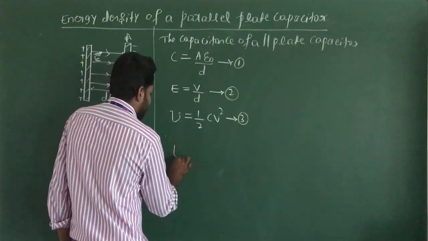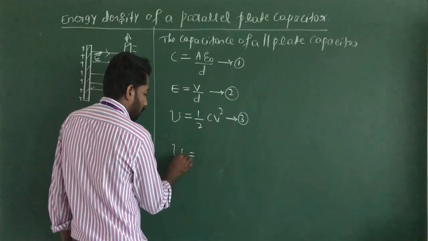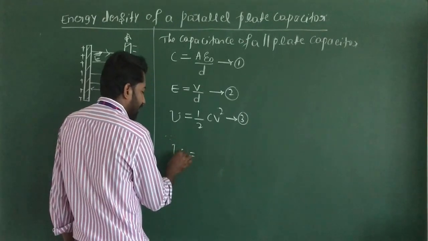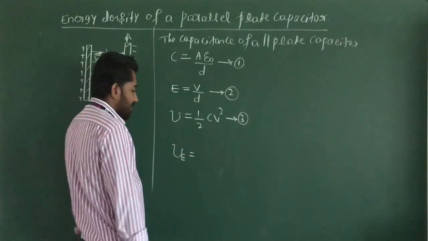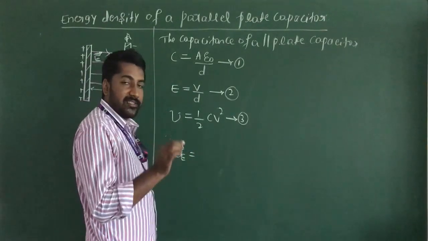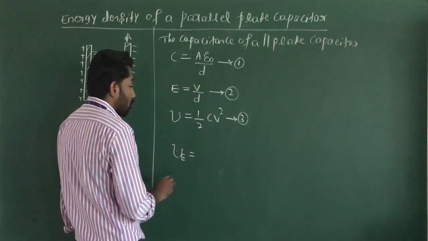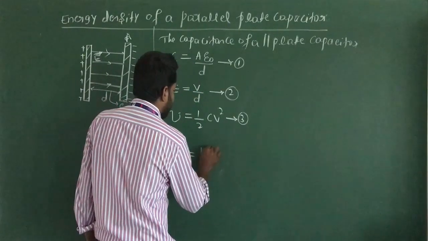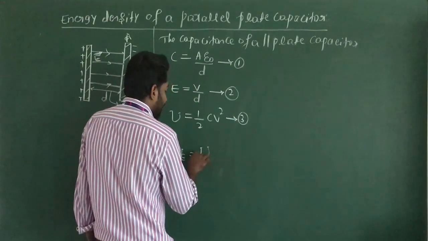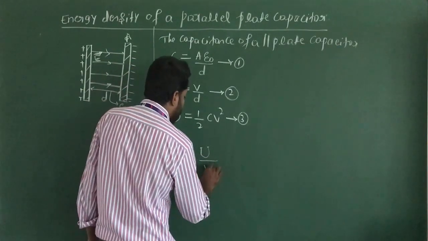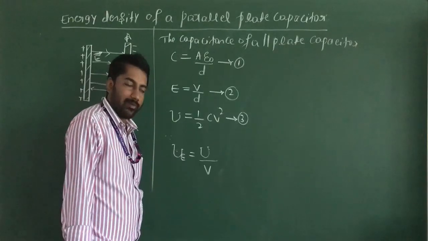Here, energy density we write as U_E. Energy density means energy stored per unit volume of the capacitor. Here the energy stored is the potential energy. So energy stored per unit volume is U divided by V.